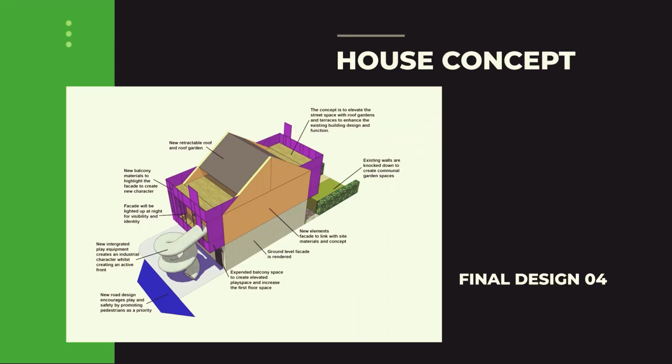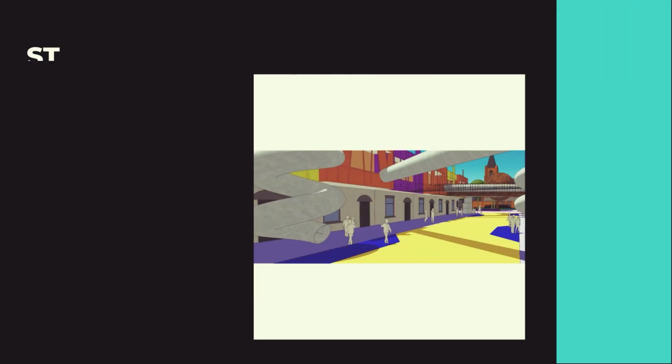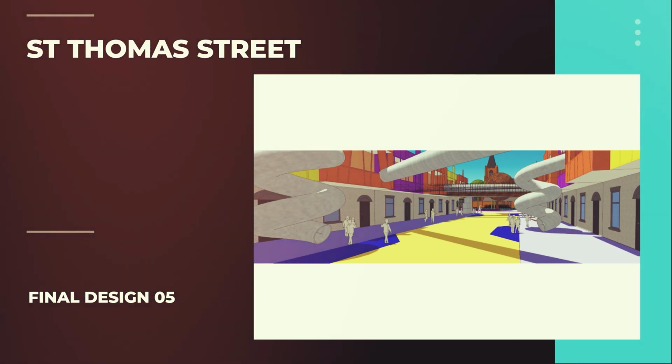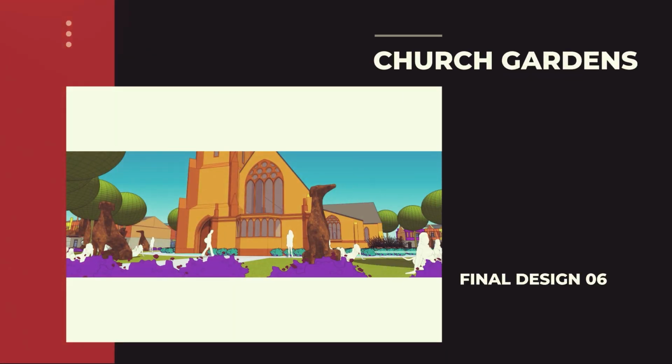The concept of the house extensions is to utilise the vertical space of the street space and the roof to create an integrated play space to create activity and place. The street space is regenerated through the use of raised play space which engages the community to create place. The church gardens is opened up to create a sculptural seasonal gardening space for St Thomas Church Square to enhance the character of the church.